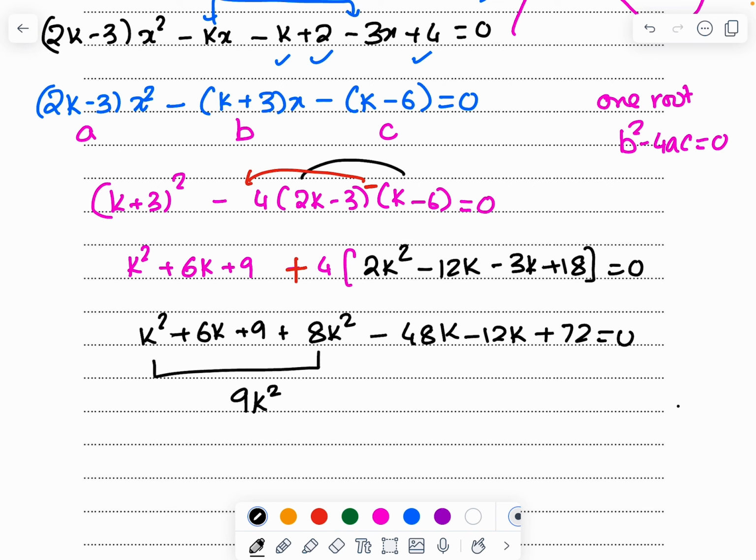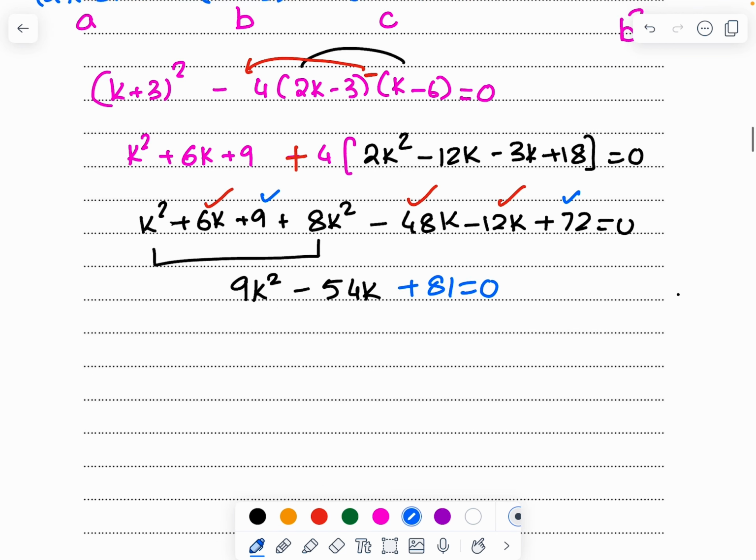9k square, then minus 60 plus 4 is plus 6 is minus 54k. I am taking this and this. It becomes negative 54k. Then I am taking 9 and 72. 9 plus 72 is 81 equals to 0. Then I divide by 9. It becomes k square minus 6k plus 9 equals to 0. This becomes k minus 3 whole square equals to 0.